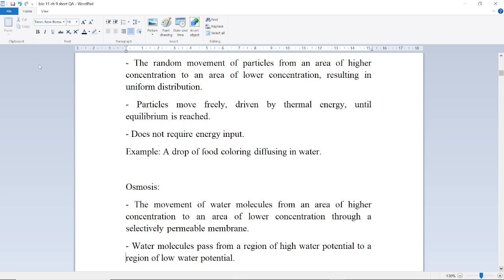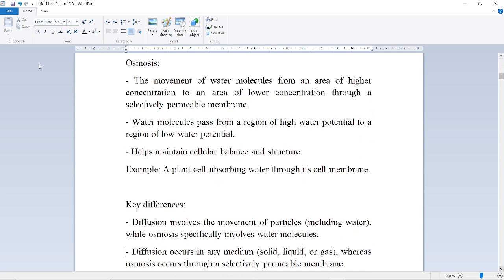Next is osmosis. The movement of water molecules from area of higher concentration to area of lower concentration through a selectively permeable membrane. Water molecules pass from region of high water potential to region of low water potential, helping maintain cellular balance and structure. Example, a plant cell absorbing water through its cell membrane.